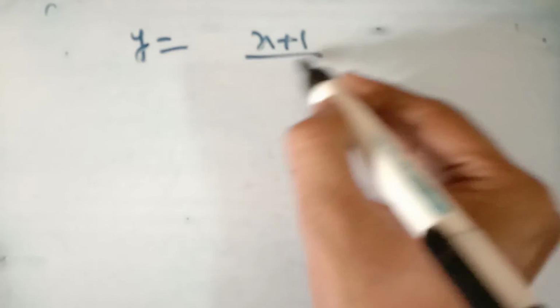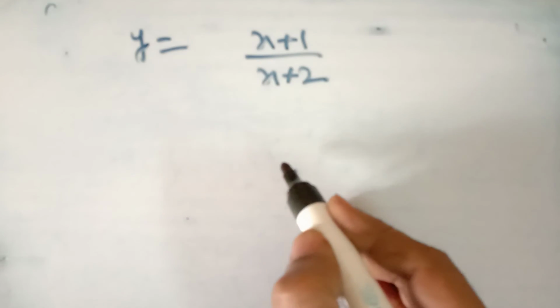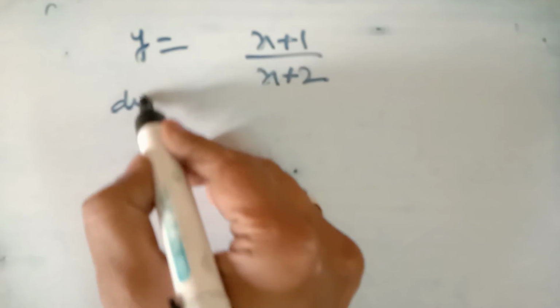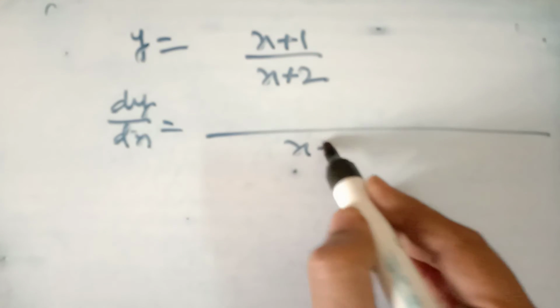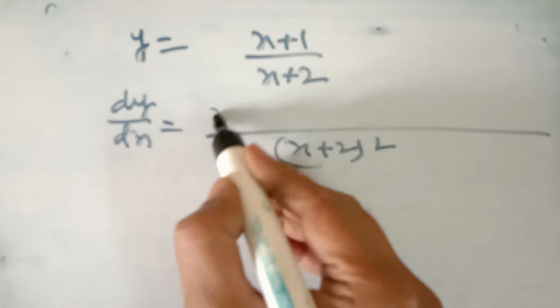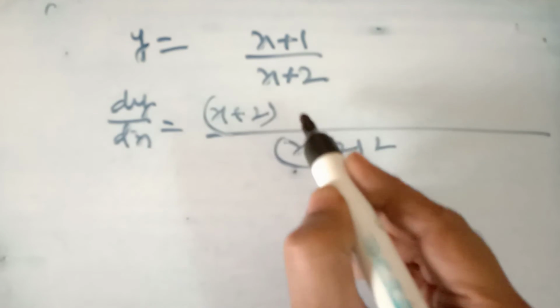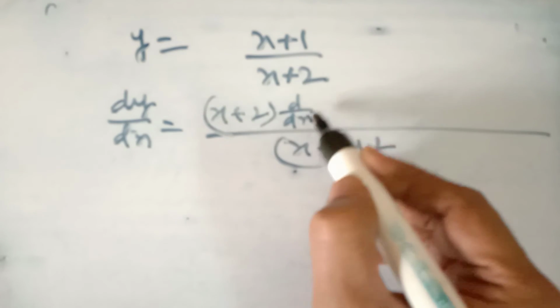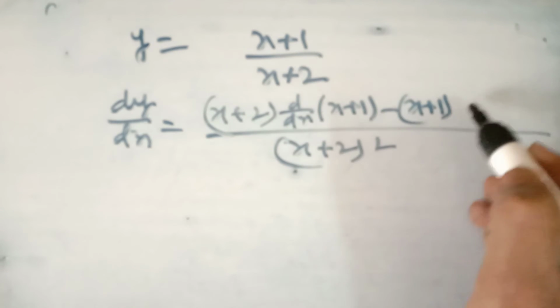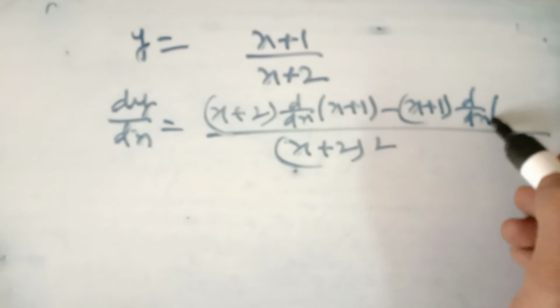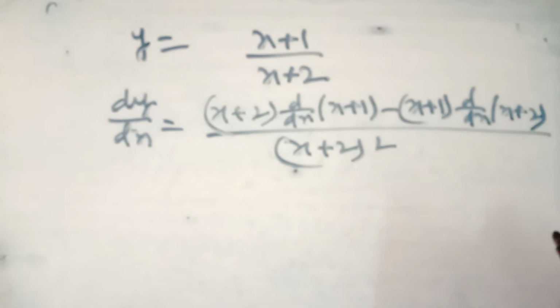I am taking one more example of the quotient rule. Suppose we have x plus 1 upon x plus 2. It is the quotient of the two functions. So d by dx will be equal to square of the denominator, derivative of the numerator like this, minus numerator, derivative of the denominator, that is x plus 2. This is the quotient rule.